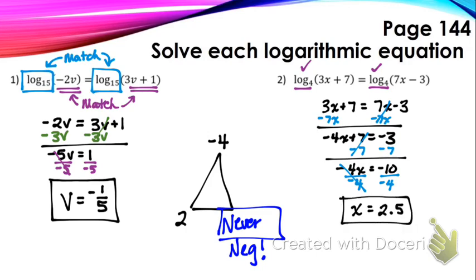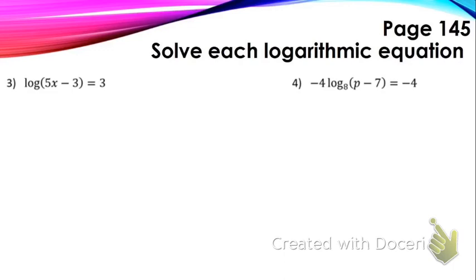Will that make either one of my arguments a negative number? No. All right, flip the page for me. I know we're getting close to the bell, but there's still a couple more examples that we need to talk about.